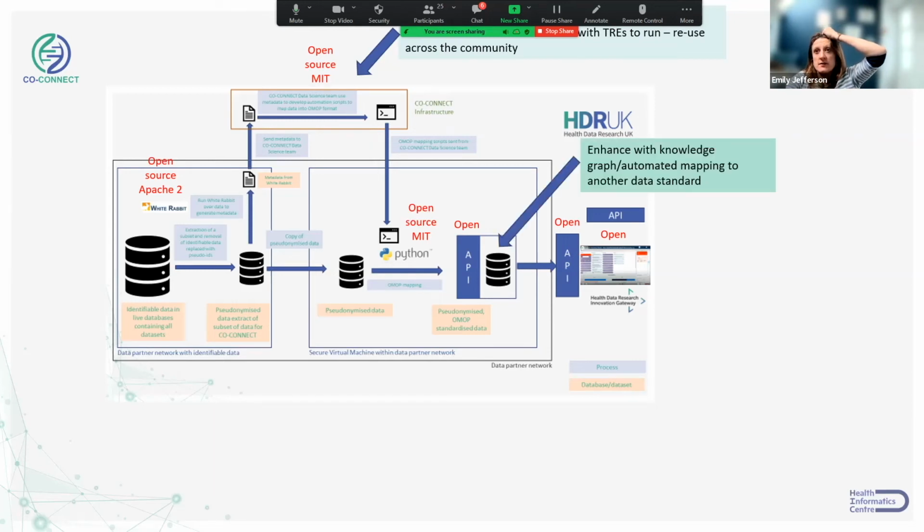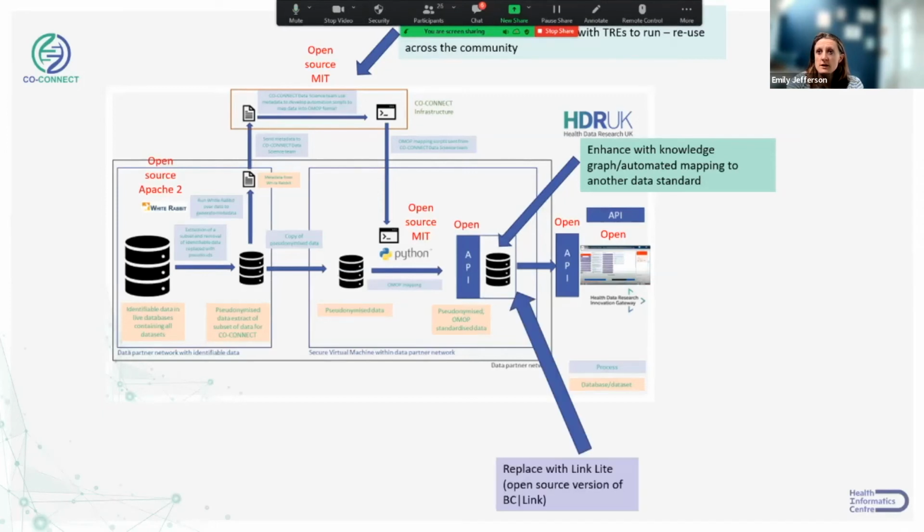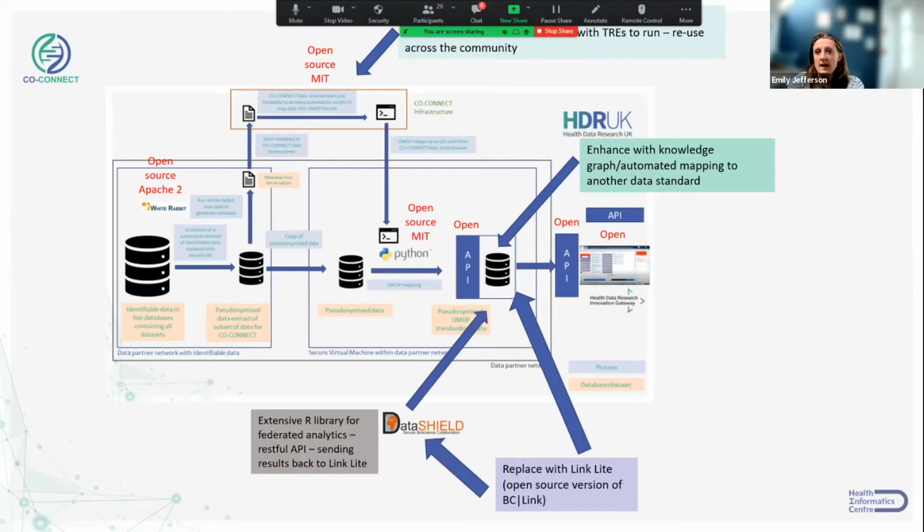We could put in different architectures here. It doesn't have to be OMOP standard. It could be other standards. It could use concepts. It could use knowledge graphs, etc., to develop the data structures in this part of the architecture. We could replace the BC Platforms link software, and this is something we're currently working on with an open source version called Link Lite, and we can enhance the federated analytics capability with various different things.